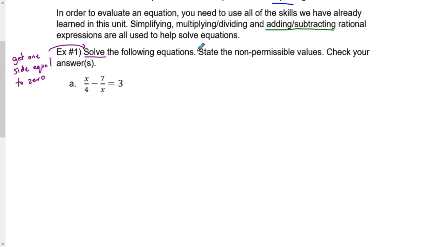Well, in order for us to solve this, the first thing we need to see is that we have technically 3 fractions. We have x over 4 subtracting 7 over x equaling 3 over 1. Now, in order for us to add or subtract these to get one side equal to 0, we need to get that common denominator.